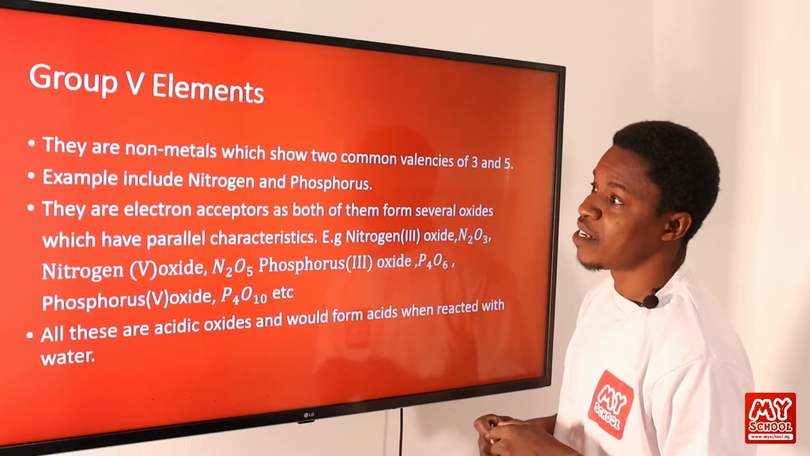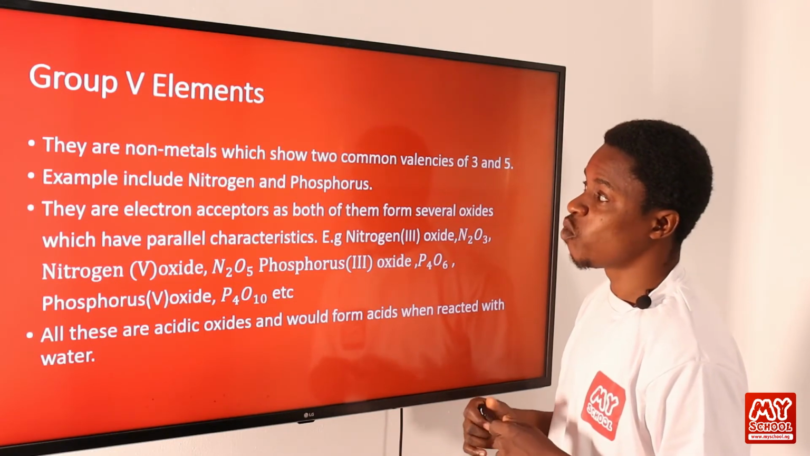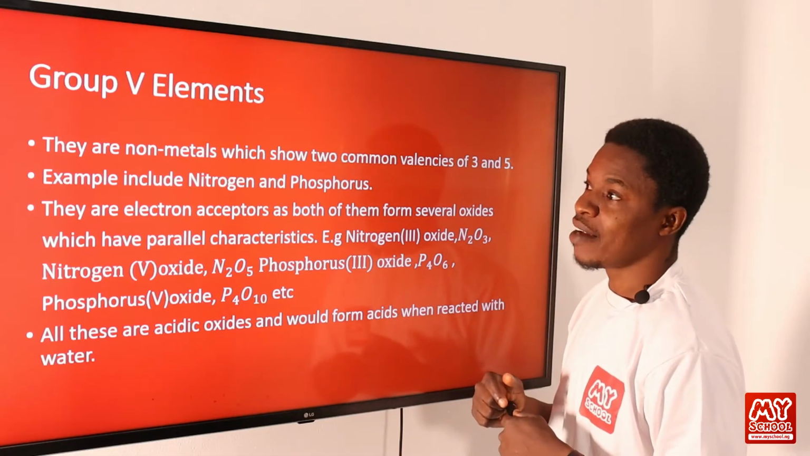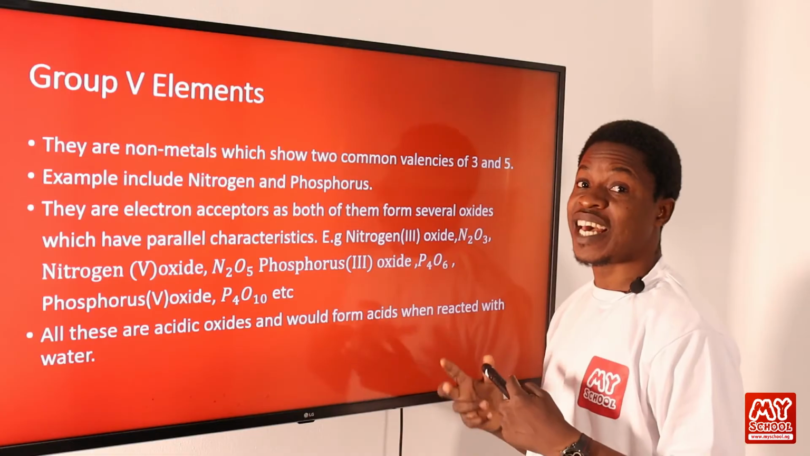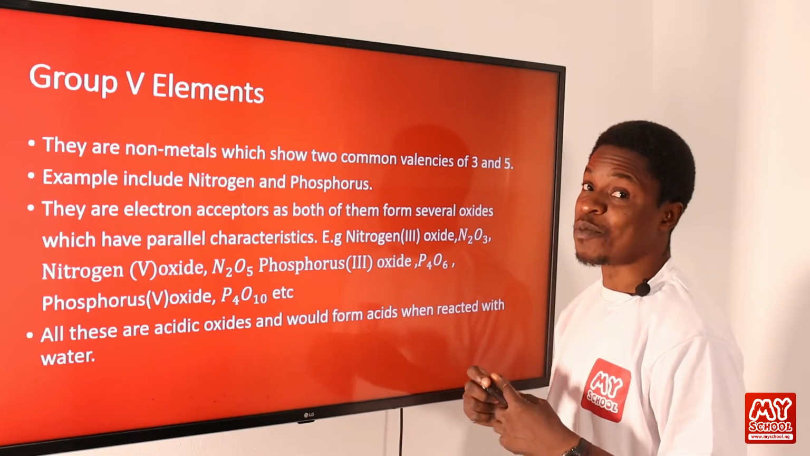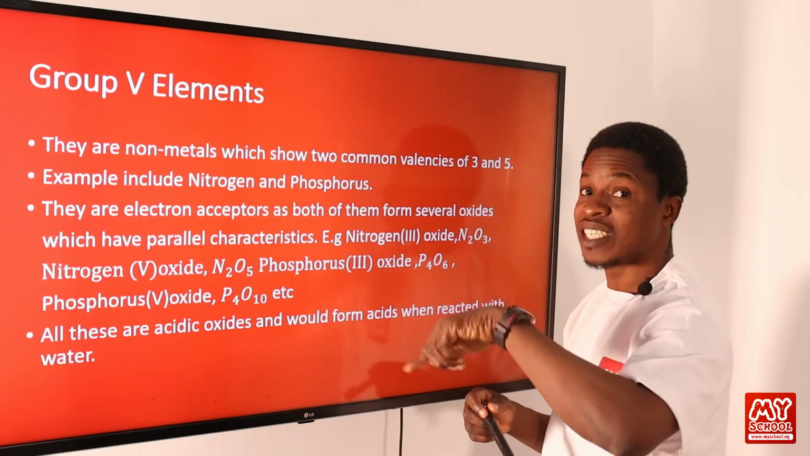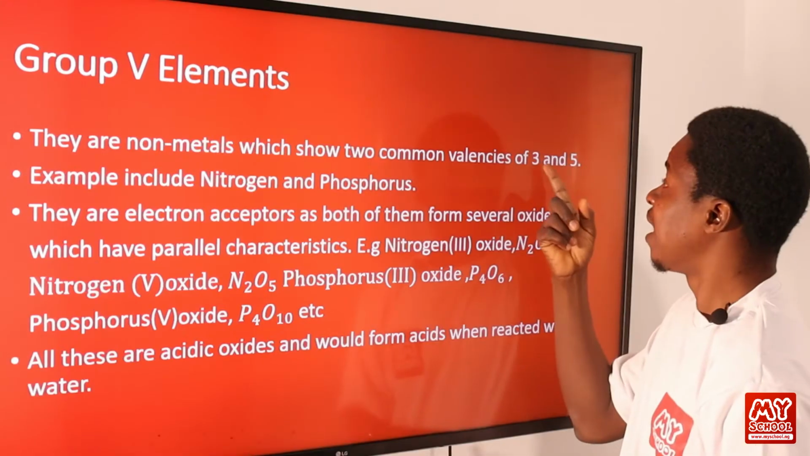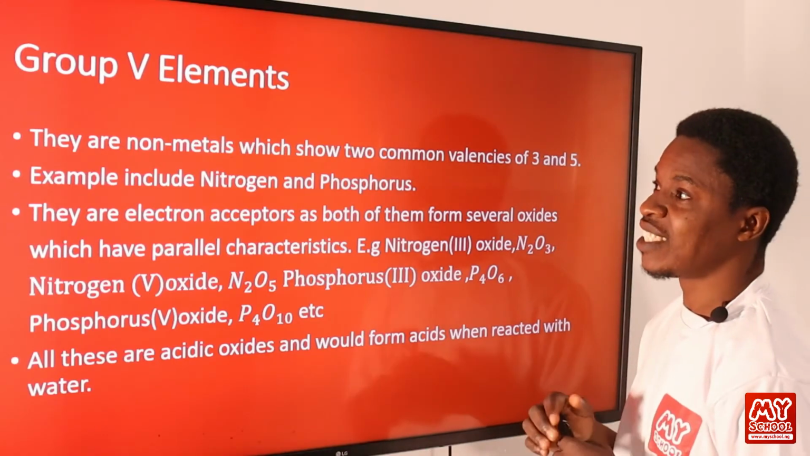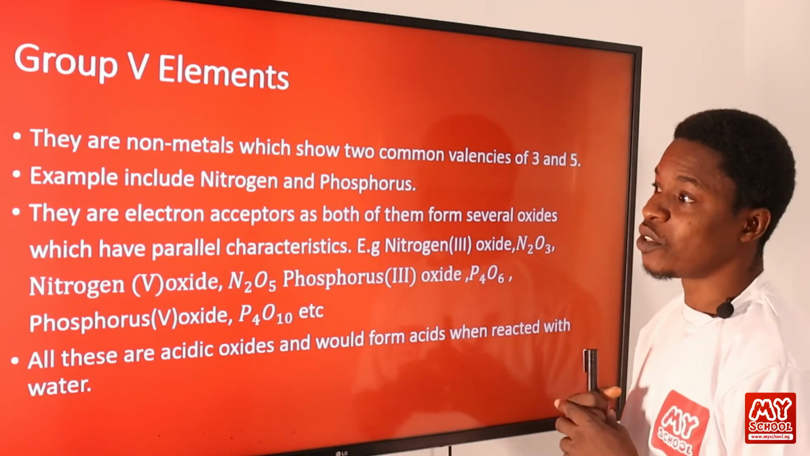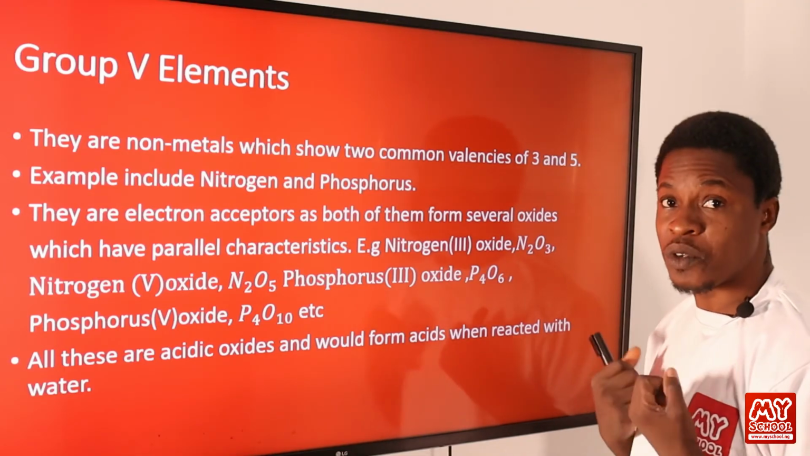Group 5 elements. They are non-metals which show 2 common valencies of 3 and 5, because they have 5 electrons in their outermost shell. They will need 3 to complete that outermost shell, so they have 3 and 5 as their valencies. They are non-metals. Examples include nitrogen, phosphorus, and so on. So they are electron acceptors.